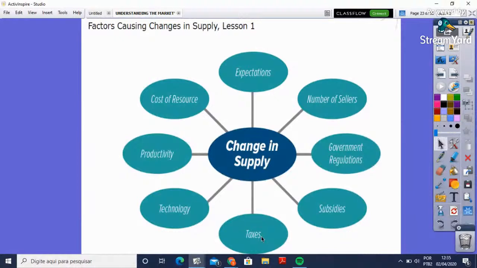Taxes, which I need to pay to the government. This is also an input. Subsidies, money that comes from the government to help me. My number of sellers, how many people are willing to buy my products. Expectations. And we also have government regulation. This part helps a lot, especially in the number of employees that I will hire. How much do I have to pay for each one?